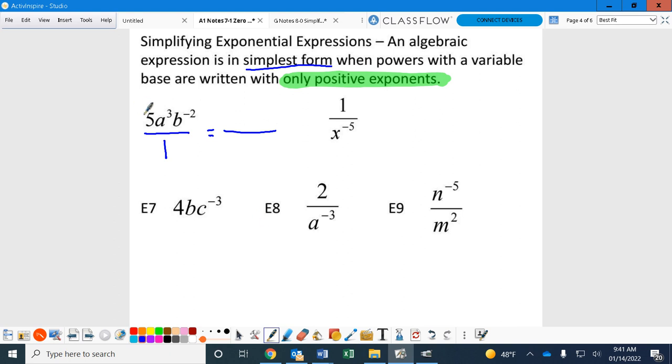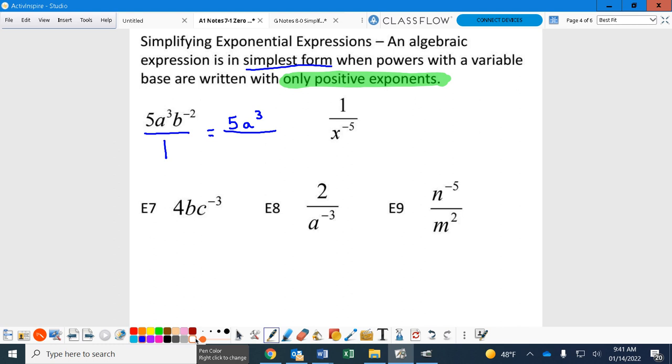Okay, 5 is a regular number. You have been dealing with 5 all your life. Don't start doing weird things to it because we started doing exponents. 5 is just going to stay right here. It is going to be 5. The a has a positive exponent. It is going to stay on the top. You're going to keep it as a to the third. The b, however, has a negative exponent.